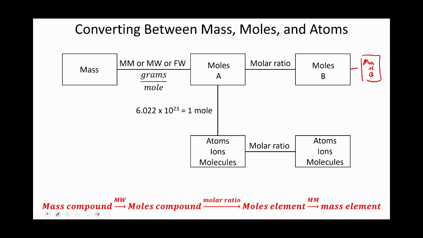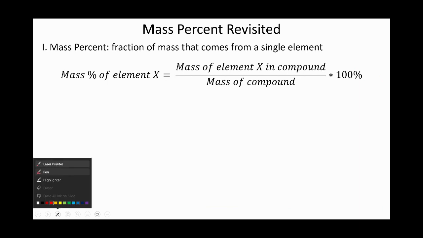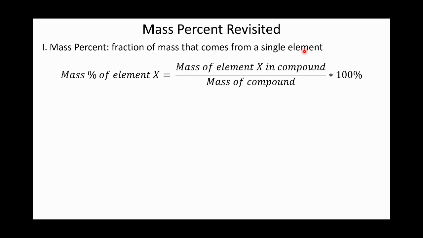So let's talk about shortcutting it using that mass percent I talked about on the last slide. As you might recall, when we talked about our law of constant composition, we said that a compound is always composed of the exact same elements in the exact same relative ratios. And we calculated something called a mass percent, which is the fraction of mass that comes from a single element. We calculated it by finding the mass of element X in a compound, dividing by the total mass of the compound, and multiplying by 100%. We talked about CO2 being about 25% carbon and 75% oxygen.